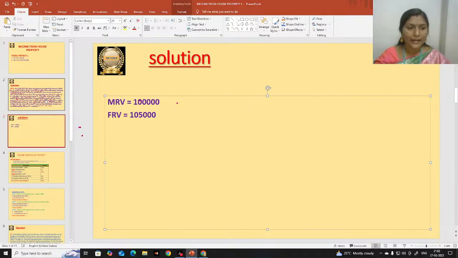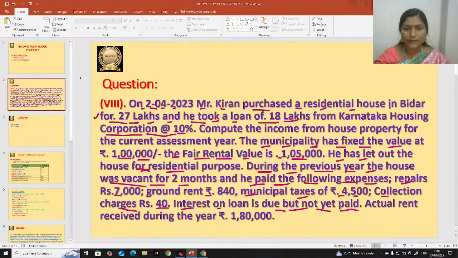Okay, and next, what is the next one that they have given here? They did not mention SRV here. If you observe the question, nowhere is SRV available. Standard rental value is not there. So if SRV is not given, then we are not going to follow step 2 in calculation of gross annual value. You can check the complete question. We don't have SRV.